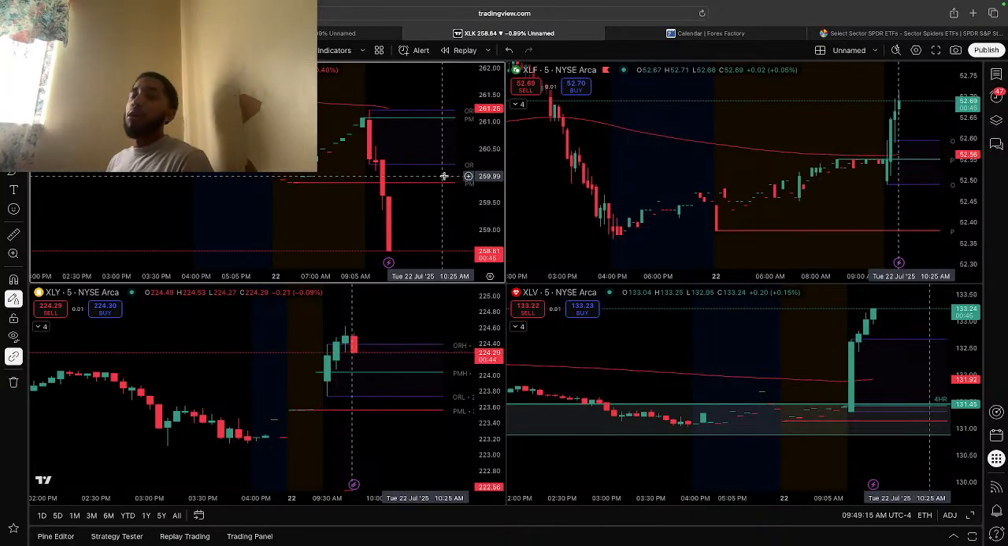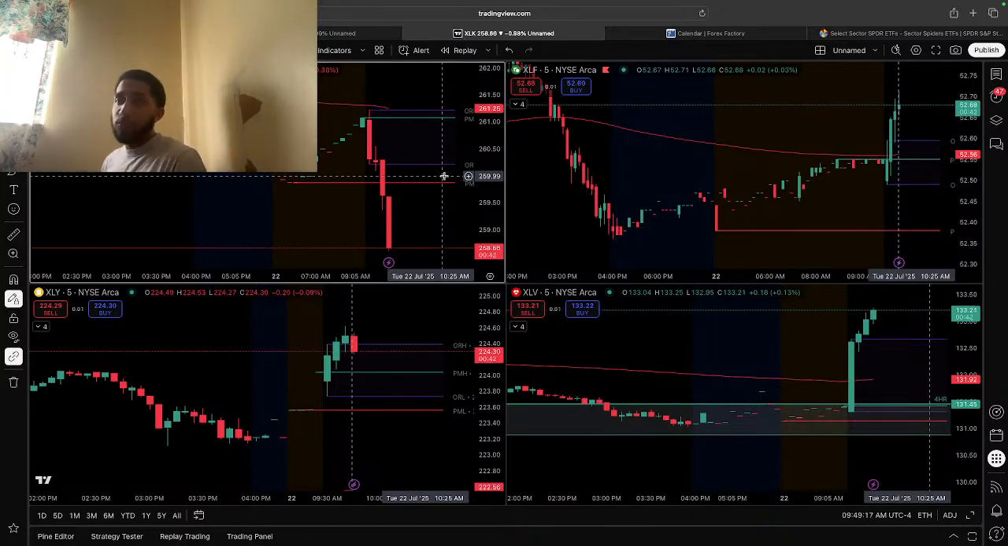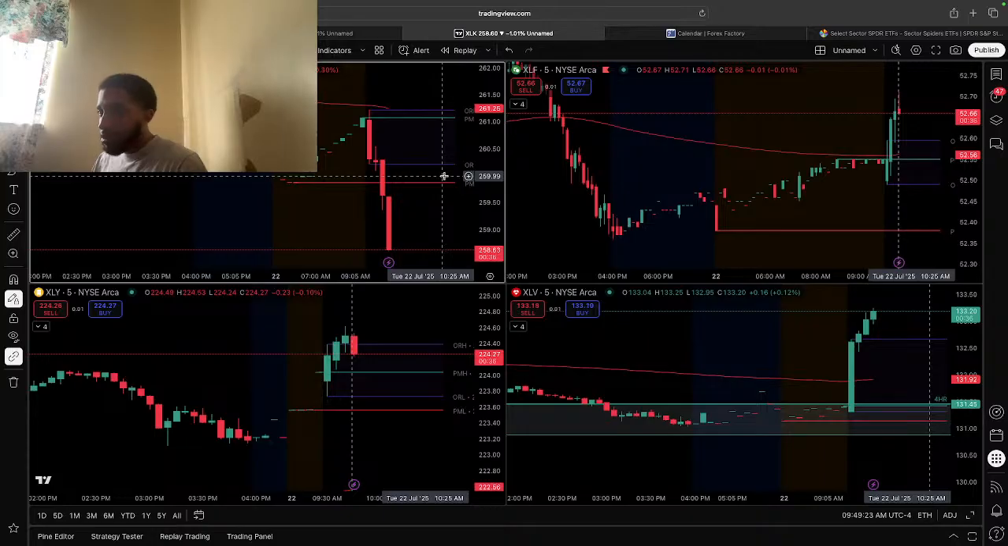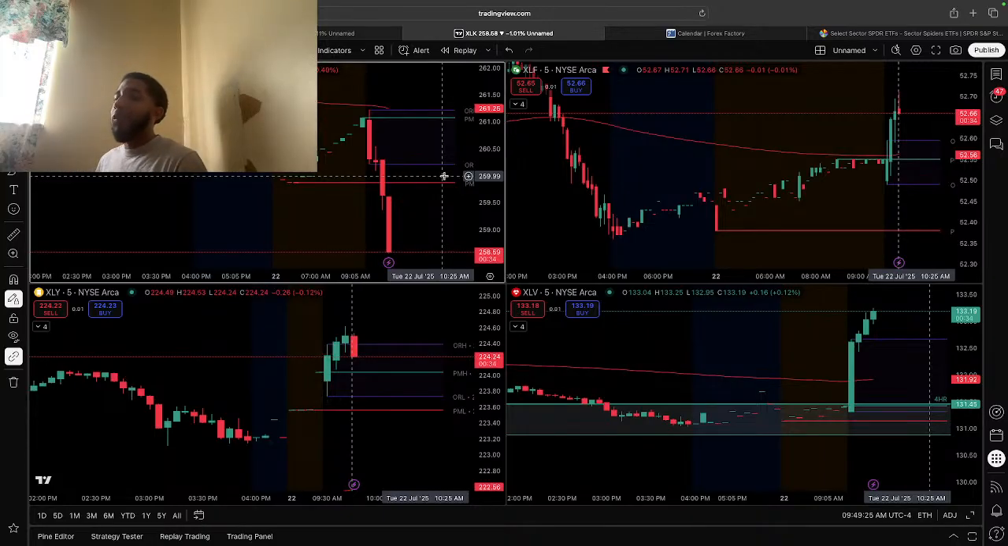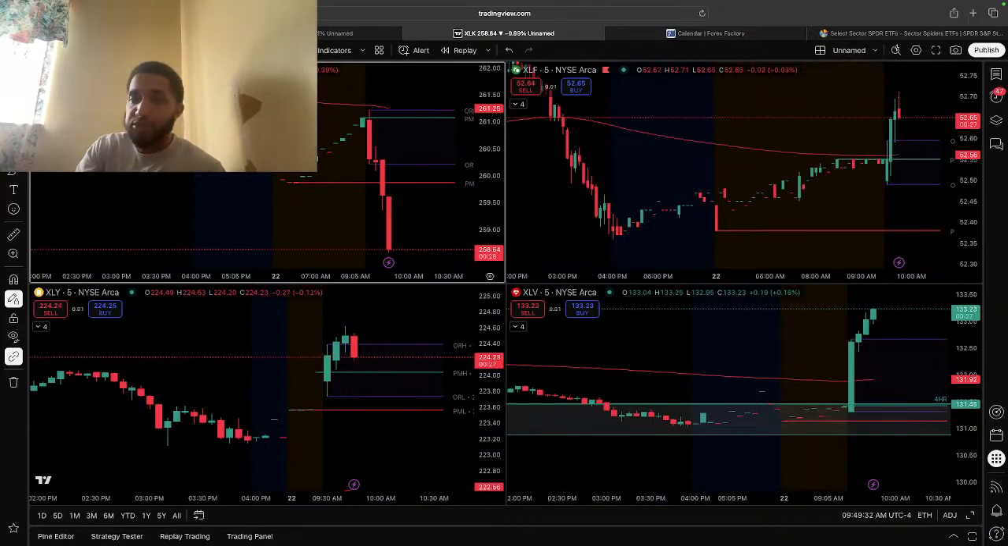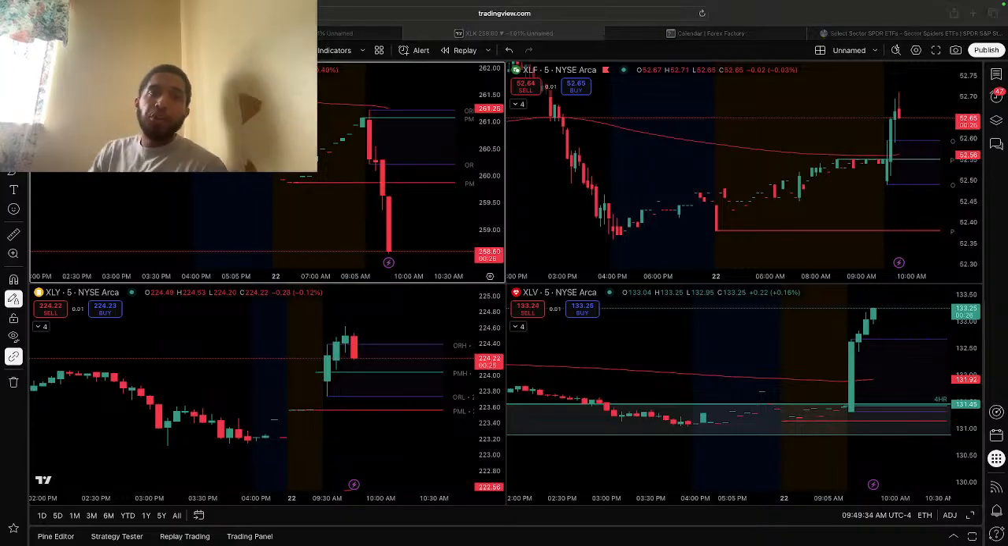Nah, bro. Look at this divergence. I'm not trading this, y'all. At least we know now that XLV is respecting this 4-hour demand zone.